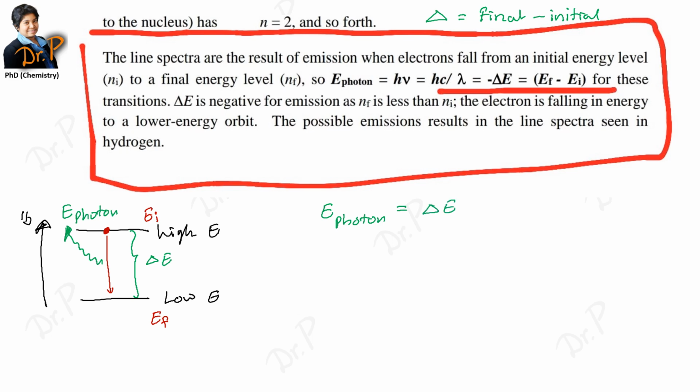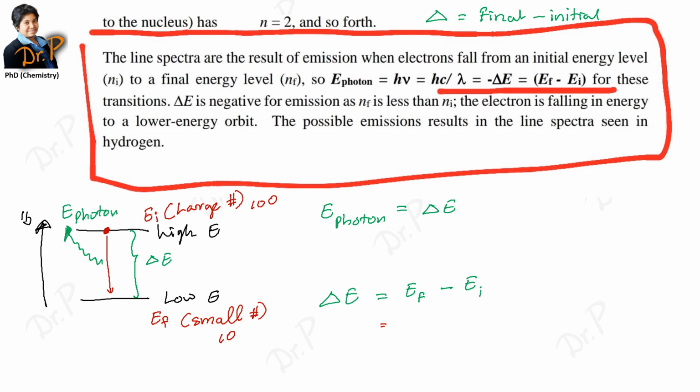Now how do we calculate this delta E? It is the energy of the final minus the energy of the initial states. The initial energy state, since it is high energy, has a large numerical value. It is a large number. And our final state, since it is a low energy level, has a small numerical value. It's a small number. For example, you can compare 100 versus 10.